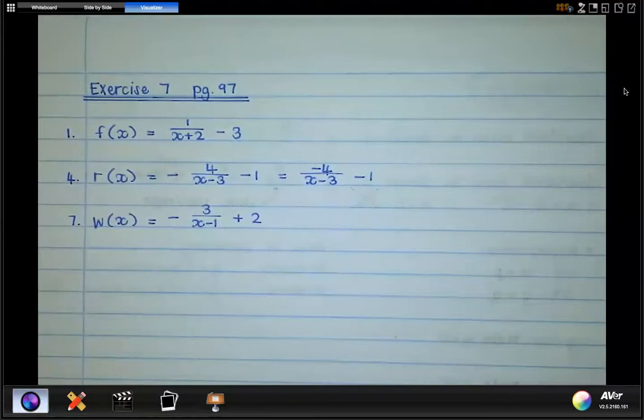Then you're going to figure out, do you have enough points to actually draw the graph? If not, you're going to have to choose x values in the section of the graph where you need points, and that will give you the y values so that you have an x and a y value together.